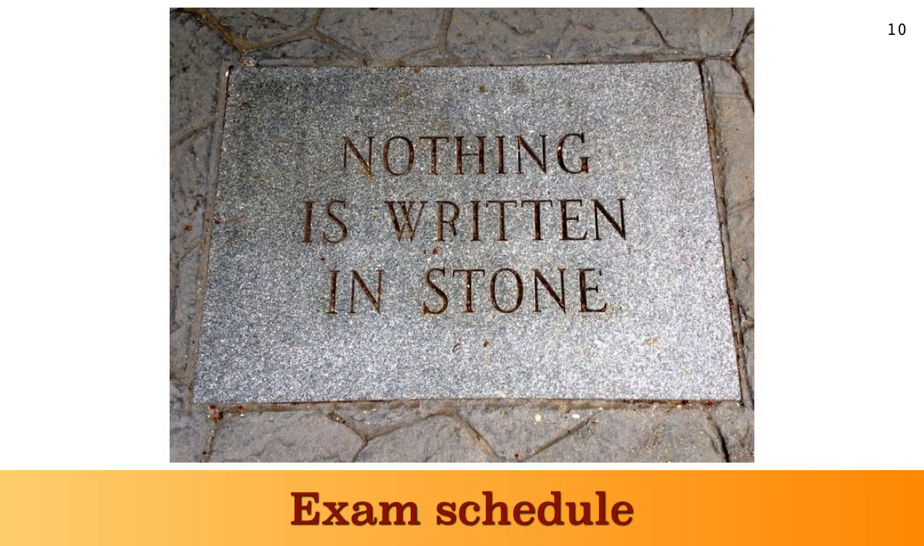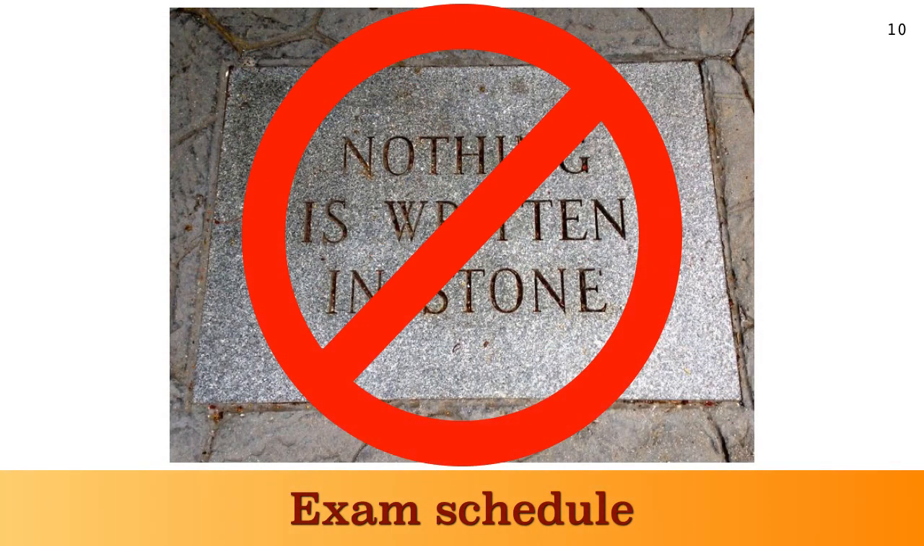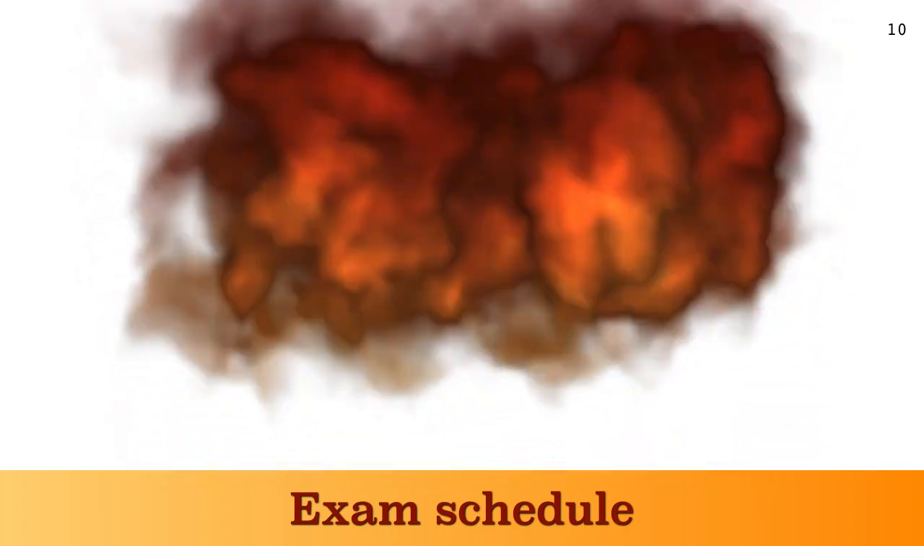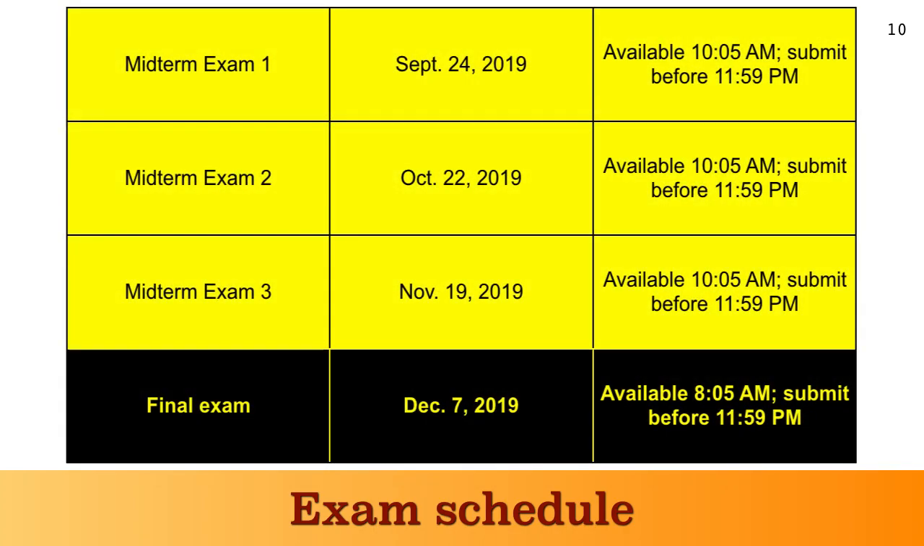Now, here's another thing that you sometimes see. Nothing is written in stone. That is not true. Here is something that's written in stone, our exam schedule. You just got to memorize this and totally engrave it into your mind because this is the schedule. We have so many students. We just have to stick to this schedule, keep things simple. All right, so September 24th for exam 1, October 22nd for exam 2, November 19th for midterm exam 3, and then the final exam is on Saturday, December 7th.